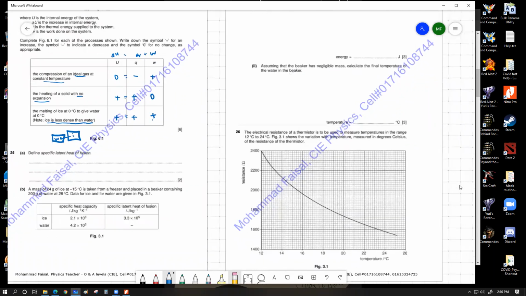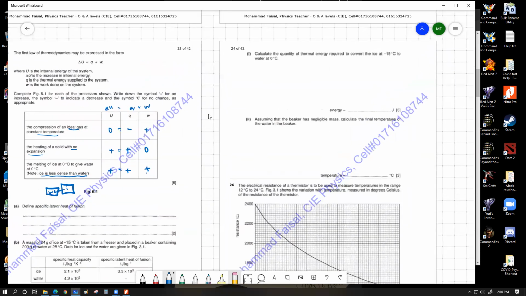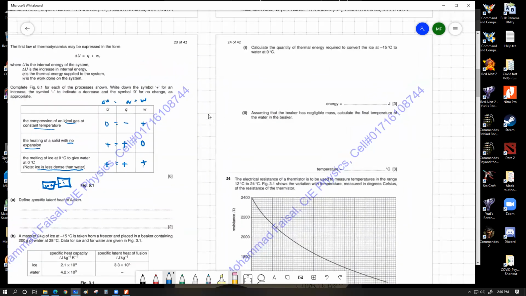Question number B, another thermal problem. Let's have a look. 25B. A mass of 24 gram ice at minus 15 degrees Celsius is taken from a freezer and placed in a beaker containing 200 gram of water at 20 degrees Celsius. Data for ice and water are given in 3.1. So we have this whole thing. And then the question says, calculate the quantity of thermal energy required to convert the ice at minus 15 degrees Celsius to water at 15 degrees Celsius.